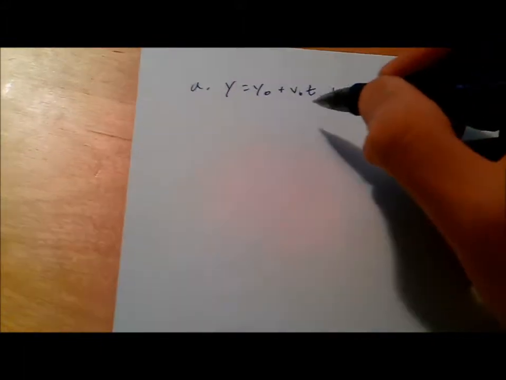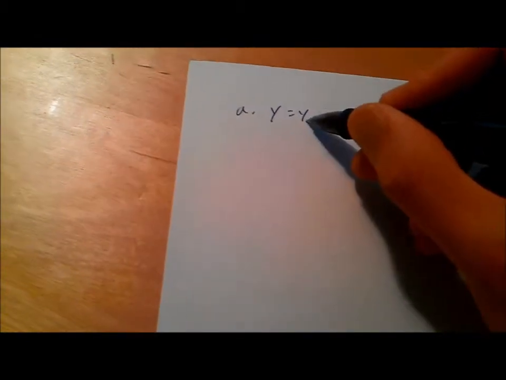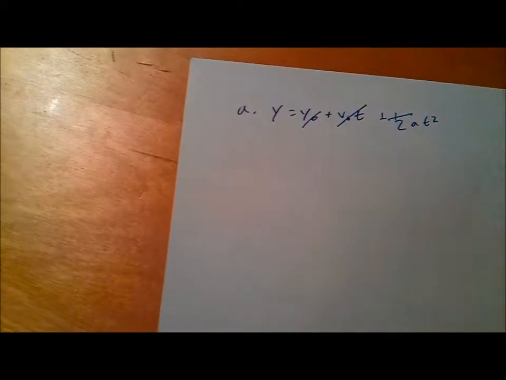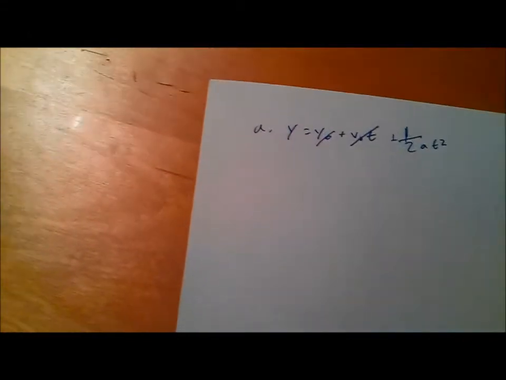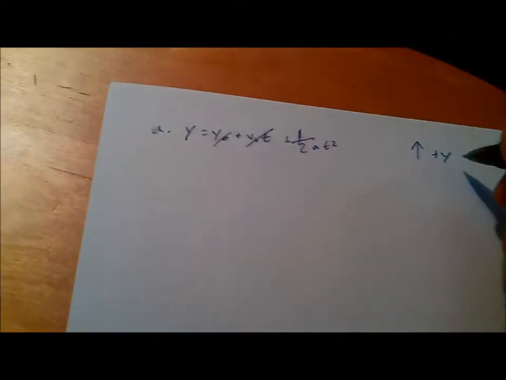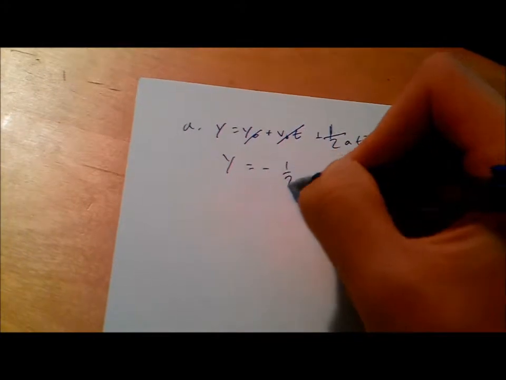And we're going to use the origin as the spot it's dropped, so y0 is going to be 0. v0 is also 0 since it's dropped from rest. Since we're going to use up as plus y, g is traveling downwards, so it's negative, so our equation is going to be y equals negative 1/2 g t squared.